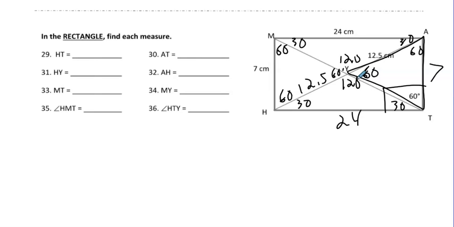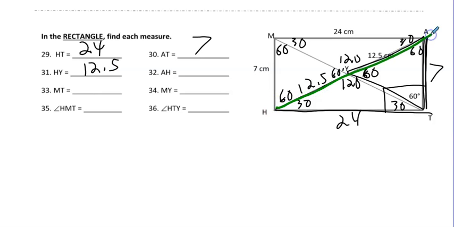So let's go over here. HT. HT, that's the bottom right here. HT is 24. AT, that's over here on the right side. That's 7. HY, that's this part of the diagonal right here, just to the middle, 12.5. AH, that's the entire diagonal from here to here, so that's 25.